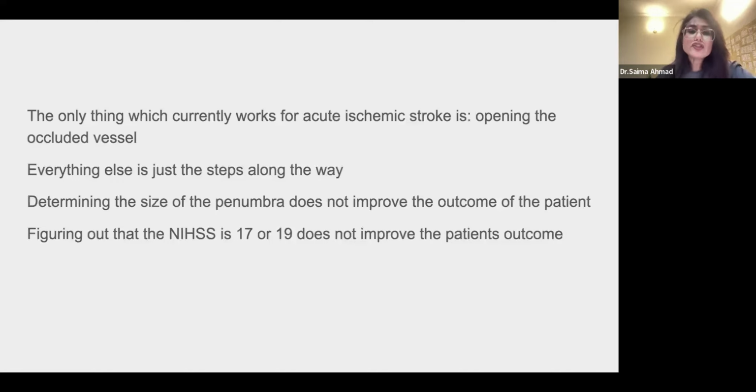So the only thing which currently works for acute ischemic stroke is opening up the occluded vessels. Everything else is just steps along the way. Determining the size of the penumbra does not improve the outcome of the patient. Figuring out that the NIHSS is 17 or 19 does not improve the patient outcome. The only thing which improves the patient outcome is to open up the occluded vessels. So we should do it, and we should do it very fast.